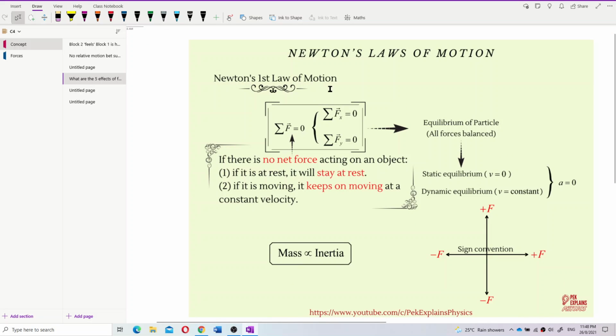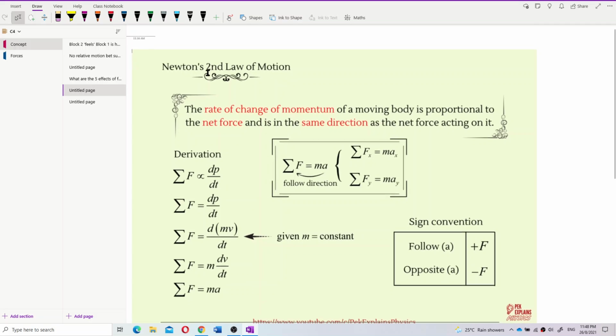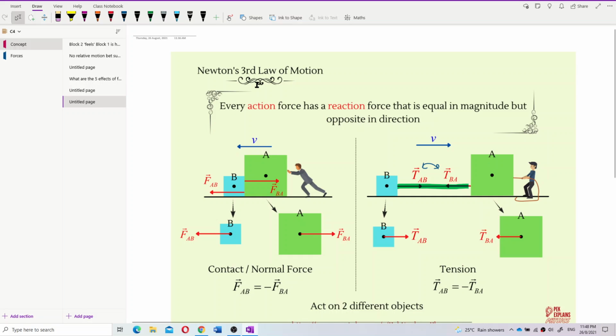Basically, Newton's first law of motion is about equilibrium. Total F equal to 0, total force equal to 0. Newton's second law is about acceleration: total force equal to ma. And then Newton's third law is about action-reaction force. That is in short.